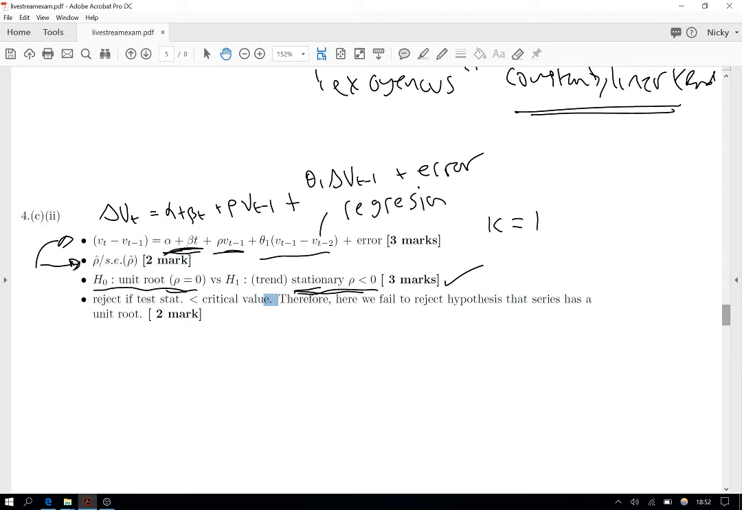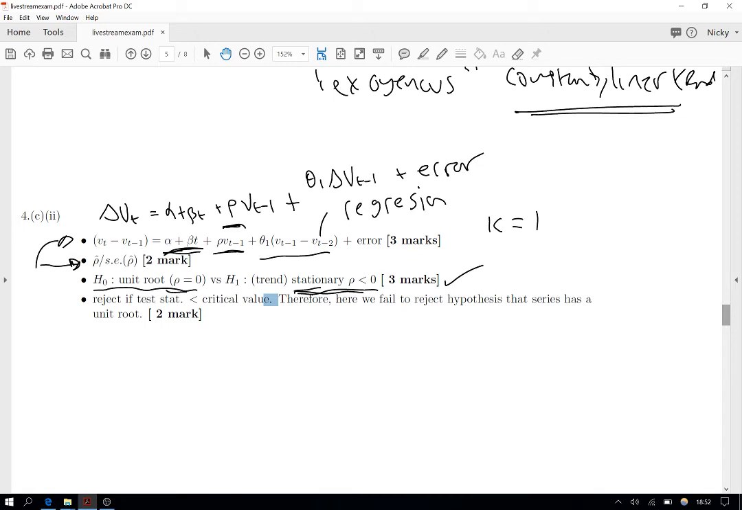All you're doing is subtracting yt from both sides. Instead of testing that rho equals 1, it's equivalent to testing rho equal 0 here. So we saw this in the lecture, why doing this simple transformation tests for a unit root.